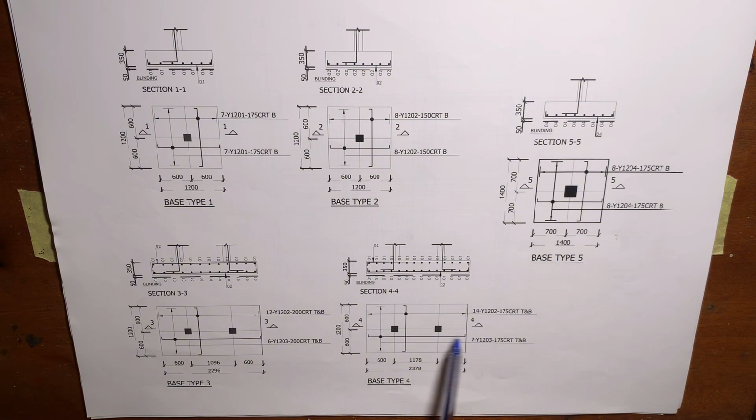As you can see, the vertical bar says 14 number of Y12 at 175 center to center, top and bottom bar, while the horizontal bar states 7 number of Y12 at 175 center to center, top and bottom bar. So as you can see, there's a reinforcement basket, or a column basket, on the bottom and then on the top.